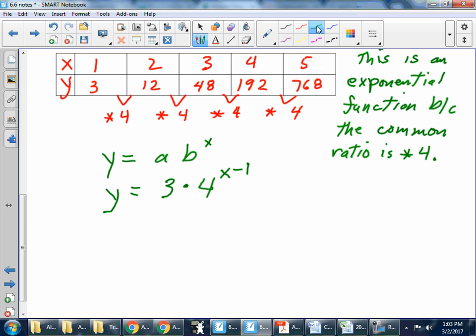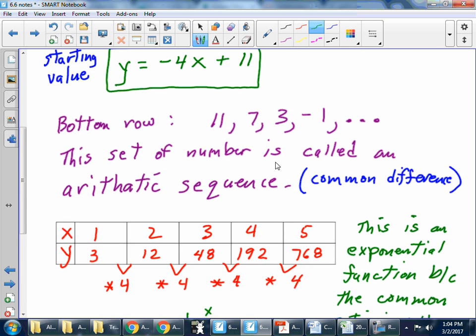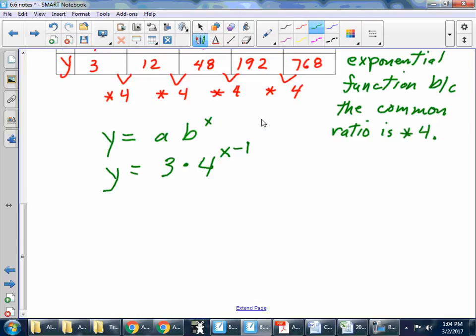What color did I use here? I want to be consistent. Bottom row, purple. I already did that part. Okay.